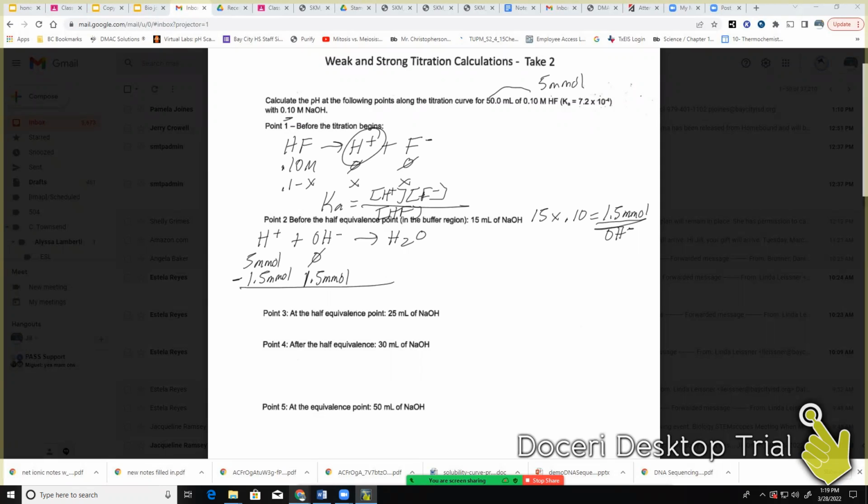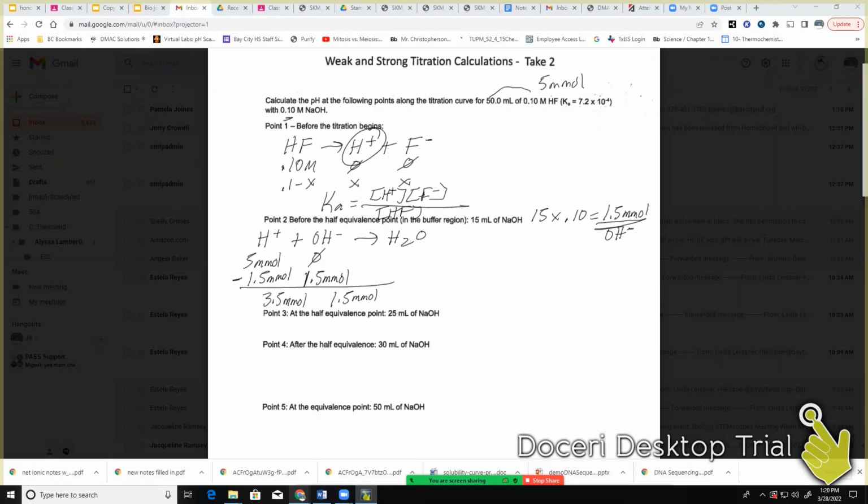So at equilibrium, I have 3.5 millimoles of my acid and 1.5 millimoles of my base. The reason you have to do that is this is a neutralization reaction. When I finally started adding some base, some of that H plus, some of that acid got sacrificed. Even so, I still have a lot more acidic than basic, so I still should have a low pH.